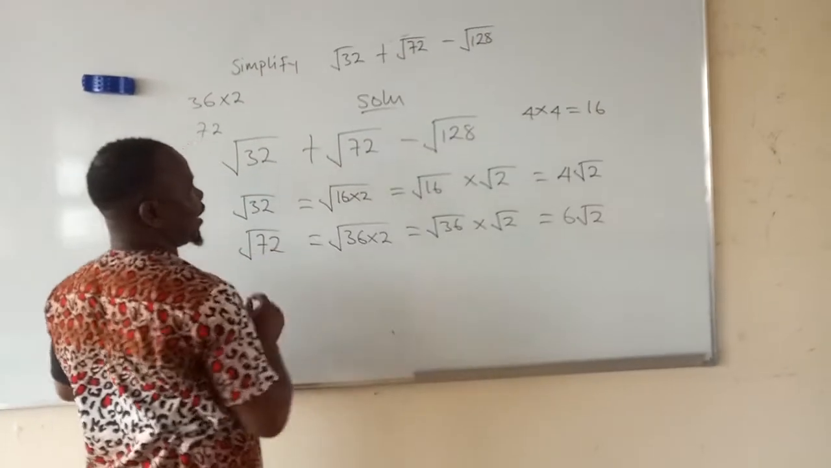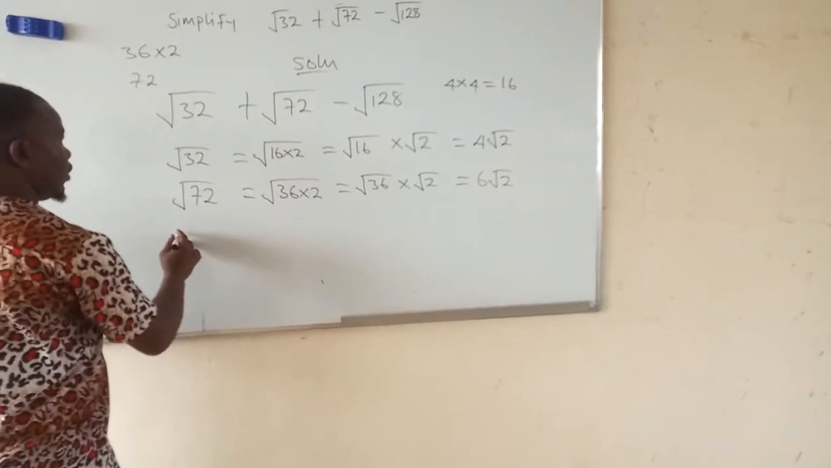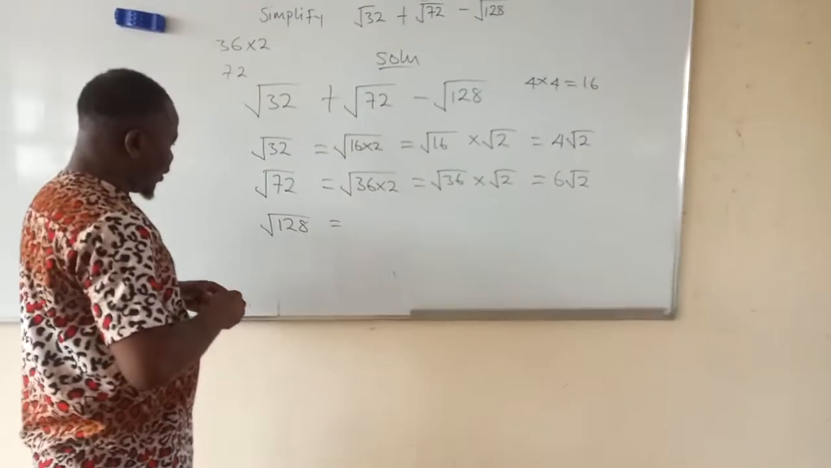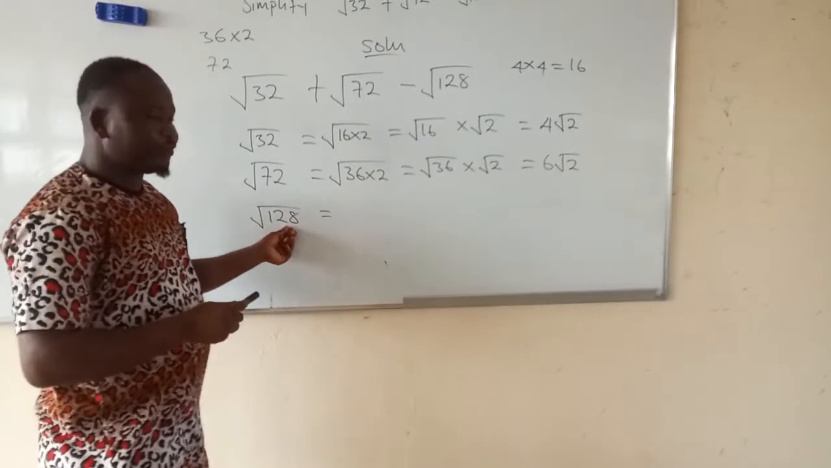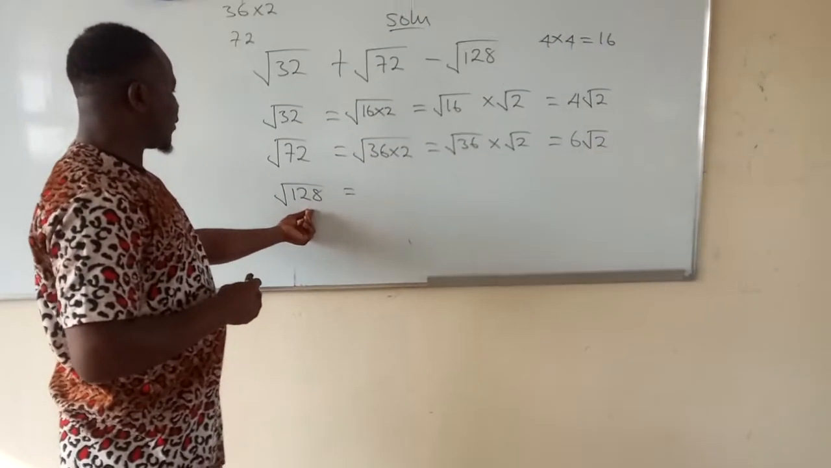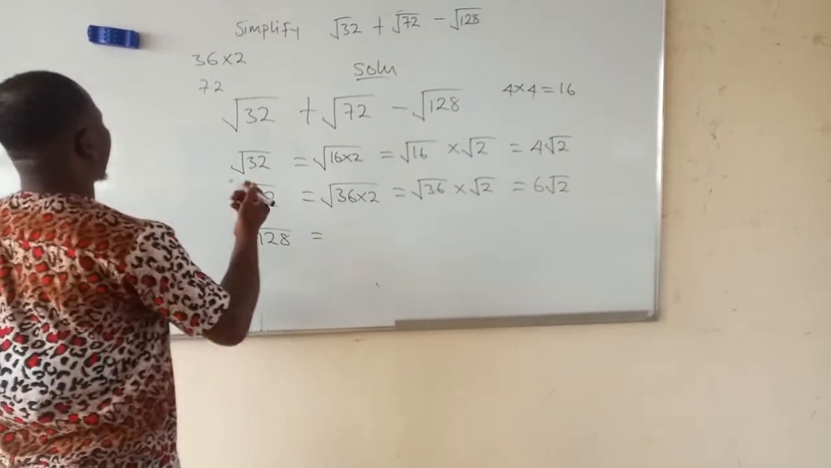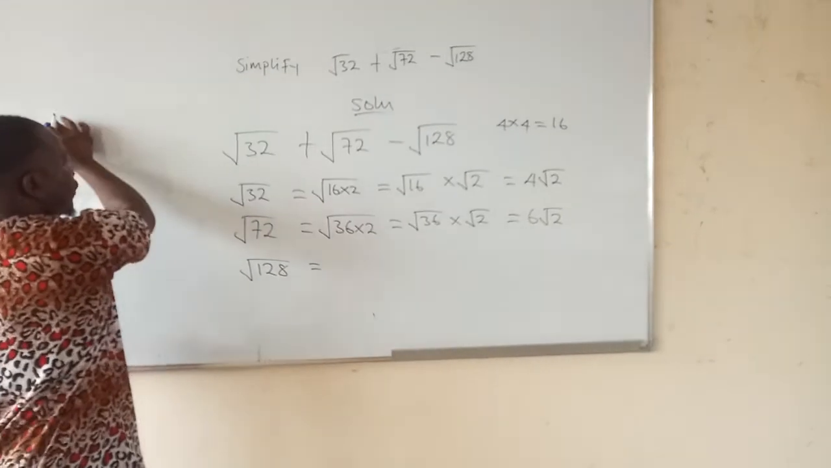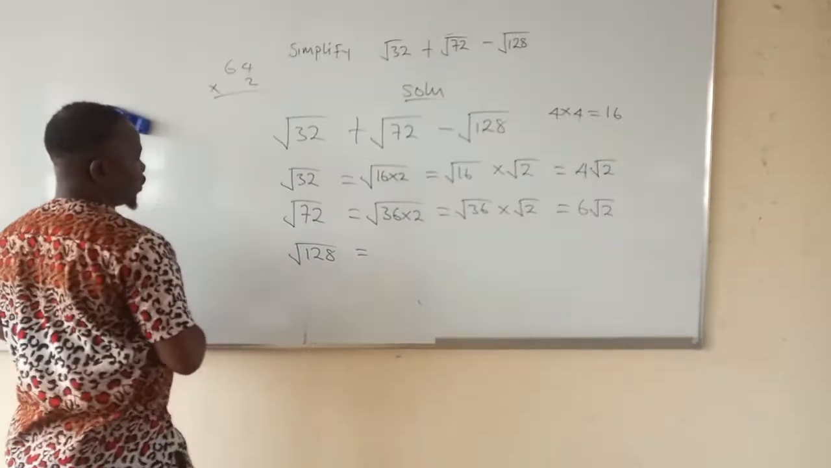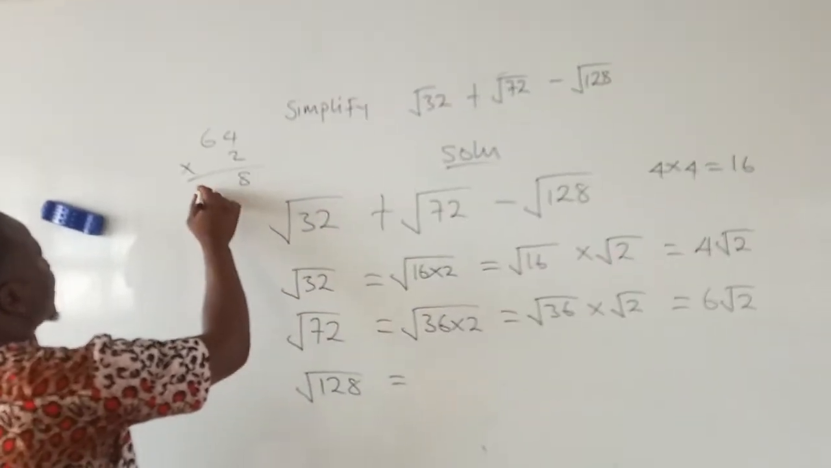Let's consider square root of 128. Square root of 128. Okay, let us think of two numbers, one will be rational and the other one will be irrational. If you agree with me, 64 and 2. Okay? Let's try it this way. 64 times 2 will give us 128. This one will give us what? 8. 2 times 6 will give us 12.